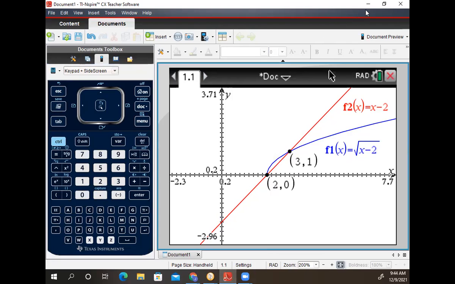Questions for me for today? Okay. Next time we're going to continue working on solving these radical functions or functions that have a rational exponent.